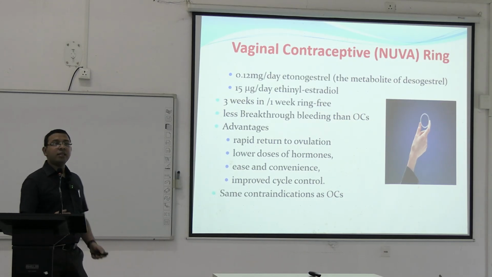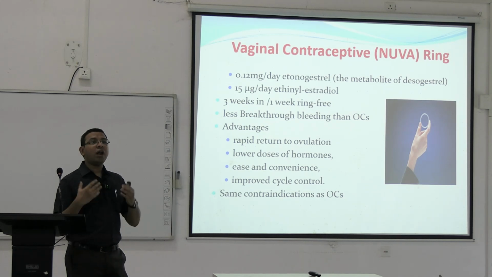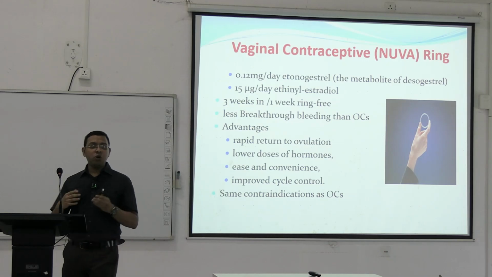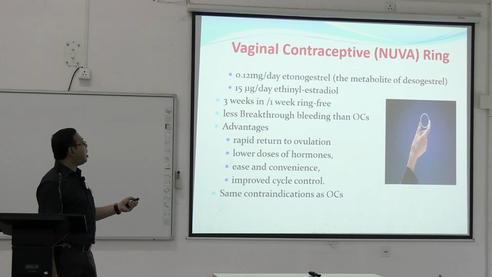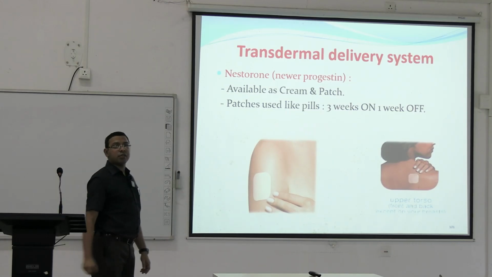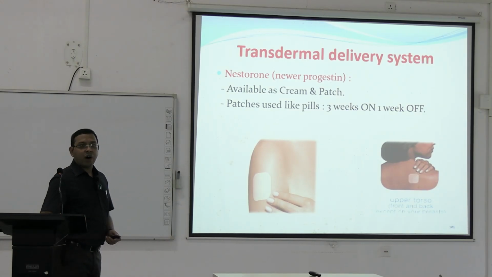So you can see that these are different drug delivery devices, newer drug delivery systems. You have read about drug delivery systems in the first chapter: newer drug delivery systems like the vaginal contraceptive ring or NuvaRing. There is also the transdermal delivery system, which you have also read about in the first chapter.